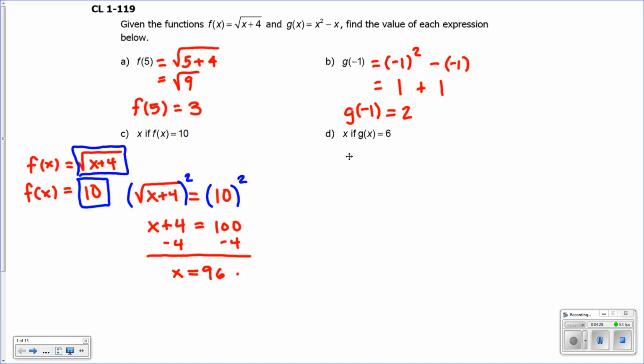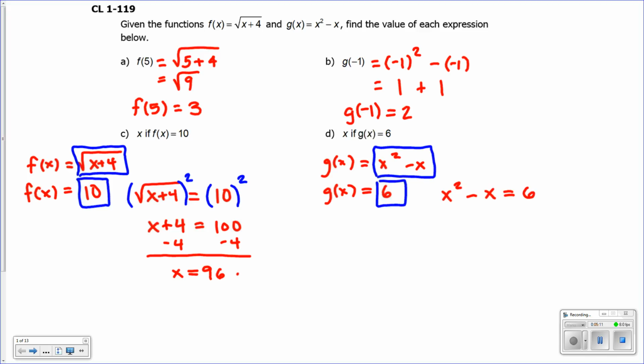All right, letter D, very similar type of problem. We already know that g of x is equal to x squared minus x, and we know that g of x also equals 6. So if x squared minus x equals our function g of x, and it also equals 6, then we know that these two have to equal each other. So let's set up that equation. We're going to have x squared minus x equals 6.